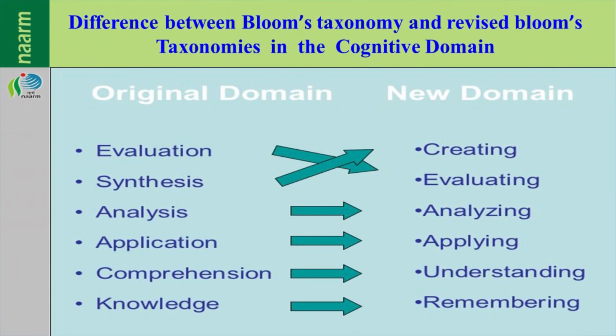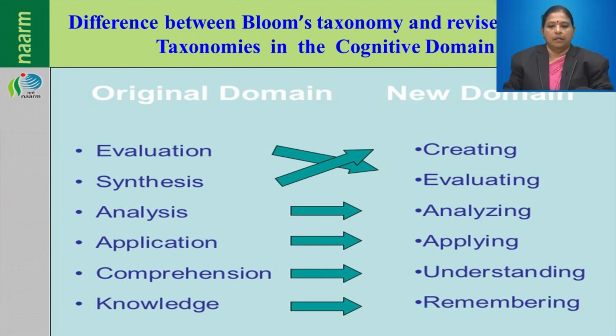Here you can see clearly that in the original Bloom's taxonomy synthesis is in the 5th position, whereas in the revised Bloom's taxonomy it is kept at the highest level, because to produce new things, to create a new formula, to derive a new formula, mental abilities are more required for creating new things. That is why it is kept at the highest level in the revised Bloom's taxonomy.